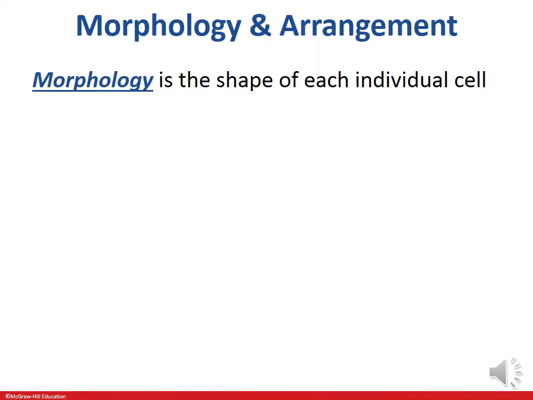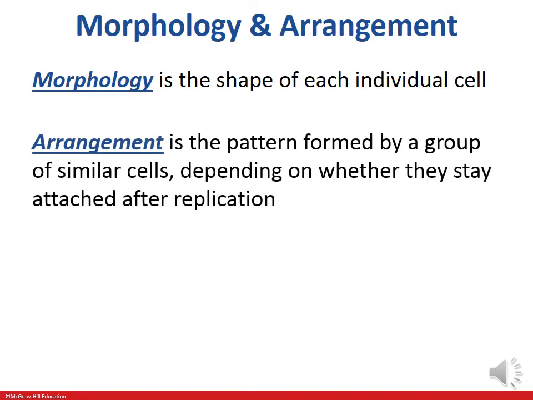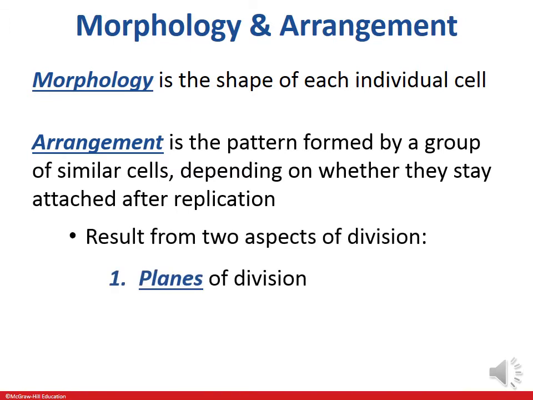Morphology and arrangement are going to be a really important way that we characterize bacteria. So let's talk about what these mean. When we say the word morphology, we mean the shape of each individual bacterial cell that we're looking at under the microscope. Not to be confused with arrangement, which is how, when you have multiple cells together of the same type, they pattern themselves as a group. All bacterial smears, when we look at them under the microscope, are going to be characterized by their morphology and their arrangement.